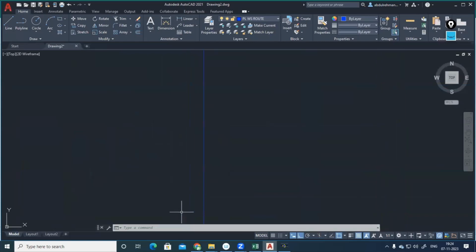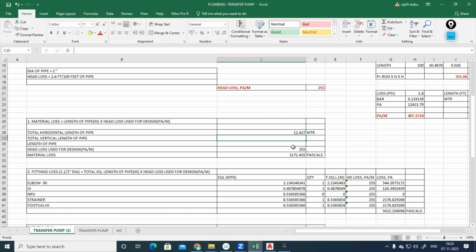How much is it? 24.25. Keep it there. So that is 24.25, the total vertical. So the total length of pipe, how much will you get? Total length of pipe is horizontal plus vertical. Horizontal 12.43 plus vertical 24.25. Length of pipe will be 36.68 meter.